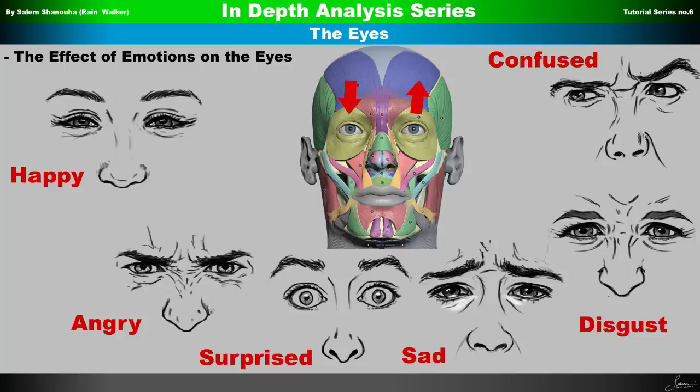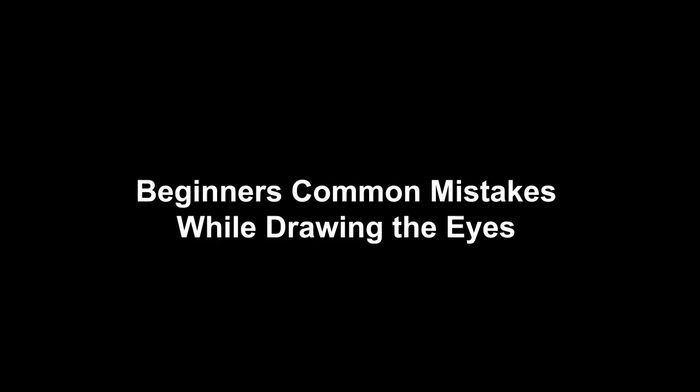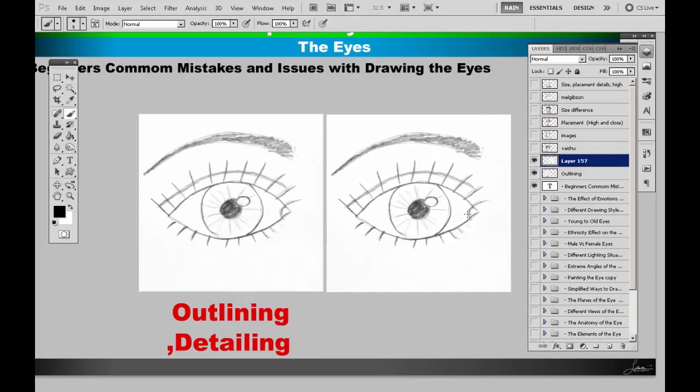In the final chapter, I will cover some beginner mistakes while drawing the eyes and a quick fix to each problem. First, we have the problem of outlining and the lack of details. We can simply fix this by learning more about the eye shape and how the eye parts look together.